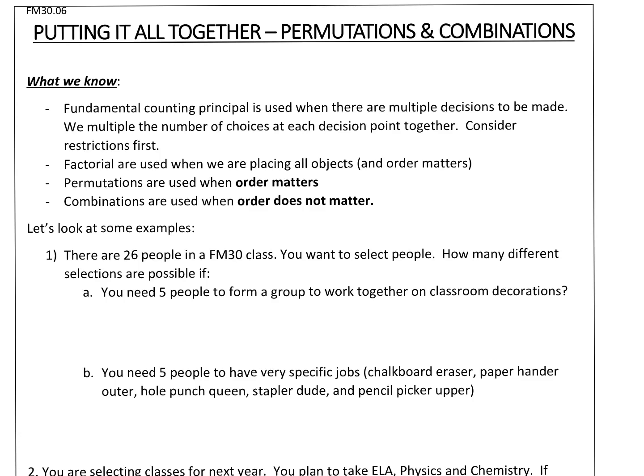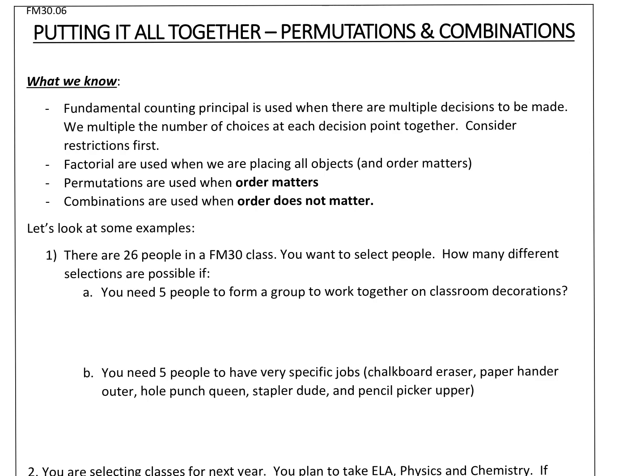All right, welcome to our last lesson on permutations and combinations. So this is maybe the toughest part. I think people generally can do okay when we see things in bits and pieces, but when you have to put it all together, then it can get a little bit confusing. So let's just review what we know.